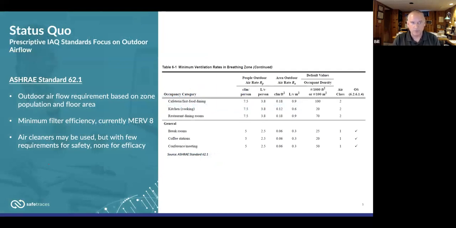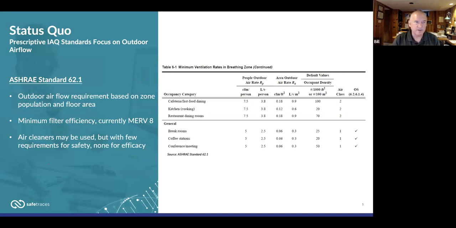What's the status quo for air quality related standards? The prescriptive standards that we use focus on outdoor air. ASHRAE Standard 62.1 specifies outdoor airflow requirements based on how many people are in a space and on the size of the space, measured by its floor area. You can see a sample from the key table in Standard 62.1 over on the right, and you see the people rates and the area rates there.